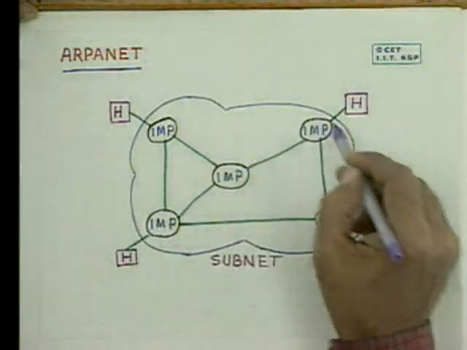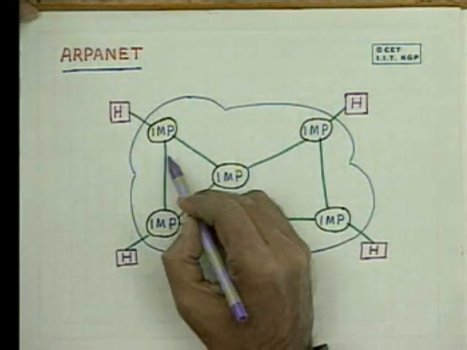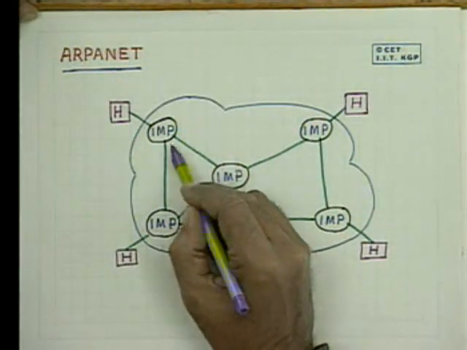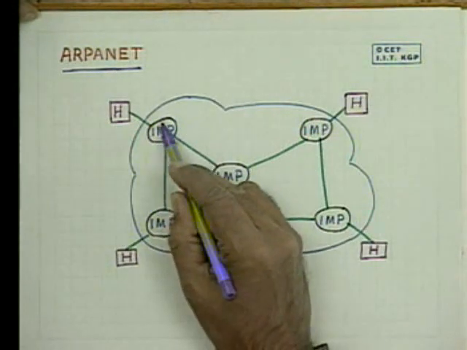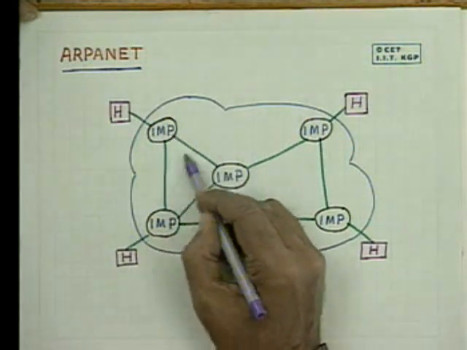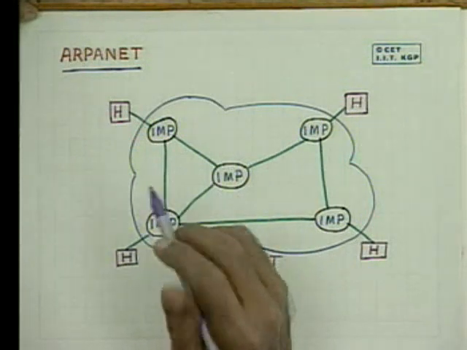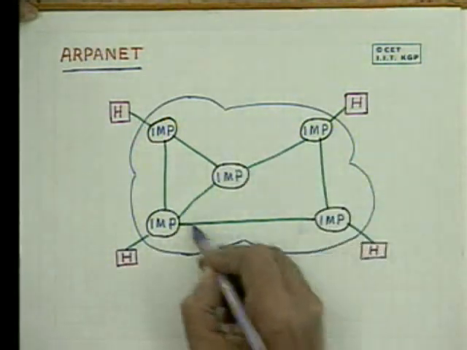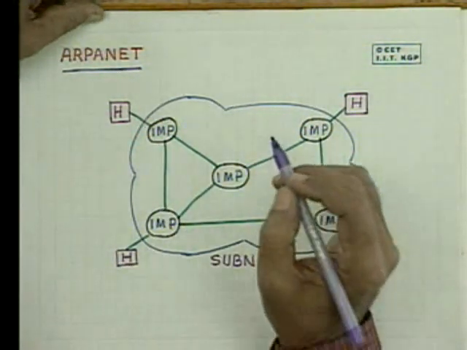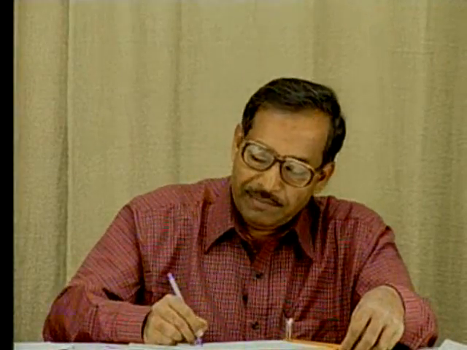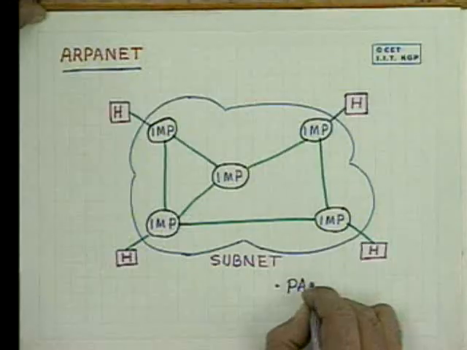And to achieve reliability, the suggestion that was made is each IMP was linked to more than one IMP, at least two IMPs, as you can see in this network. And another concept, revolutionary concept, which was developed and used in this ARPANET is packet switching.